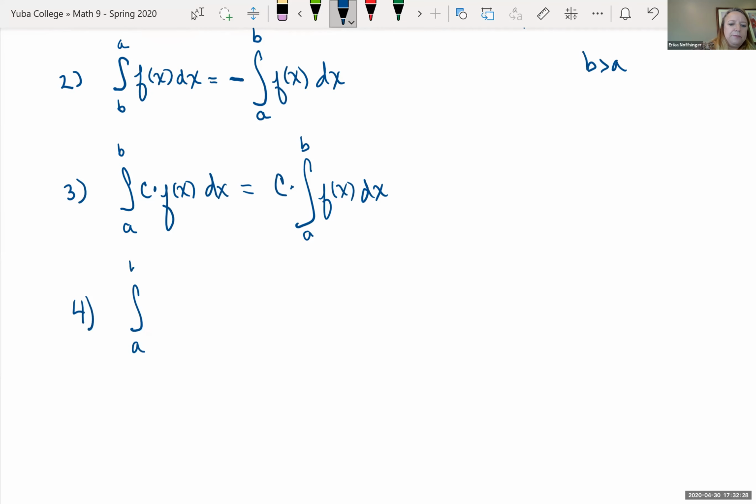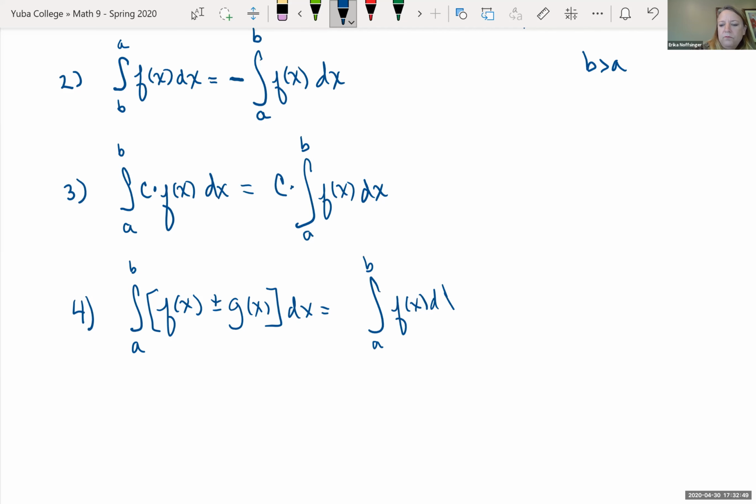If we have summation, just like we did with the indefinite integrals, or subtraction between terms, think of it as multiple functions. We can break this down as the integral of the first function from a to b, plus or minus the integral of g of x from a to b.